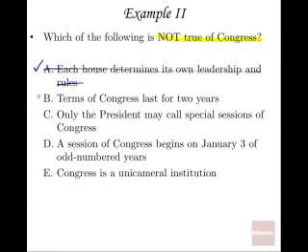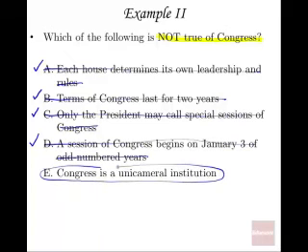Terms of Congress last for 2 years. Absolutely. From January 3rd of an odd numbered year to the next odd numbered year. So that is also incorrect. Okay, only the president may call special sessions of Congress. That's absolutely true, so that makes this also incorrect. A session of Congress begins on January 3rd of odd numbered years. Again, that is true, so it is incorrect. So even without looking at answer E, that is the correct answer. So E is Congress is a unicameral institution, and we know it is not unicameral, it is bicameral.